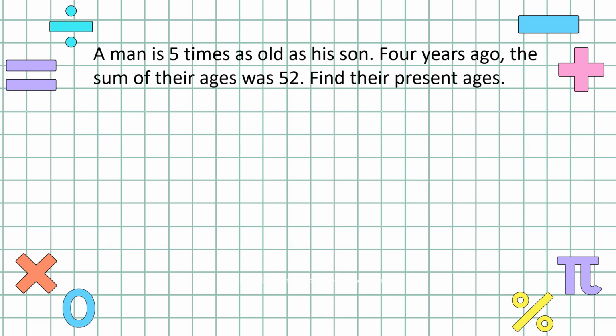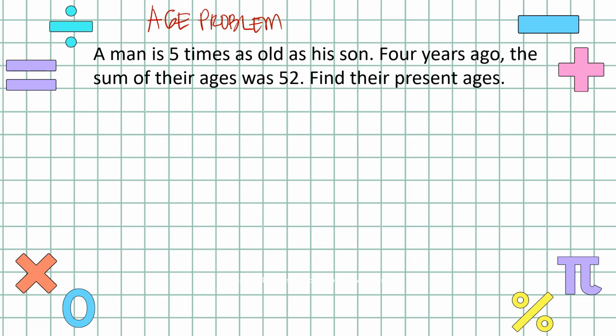So let's have our second problem, which is an age problem. I'll show you how to answer this systematically. So let's read the problem first. A man is 5 times as old as his son. 4 years ago, the sum of their ages was 52. Find their present ages.